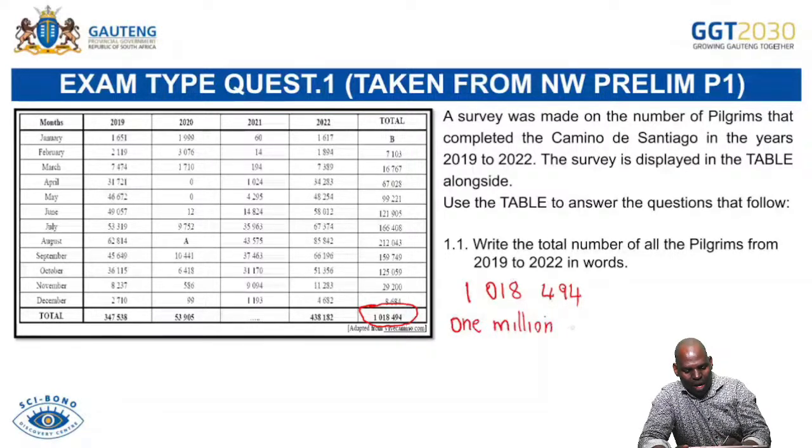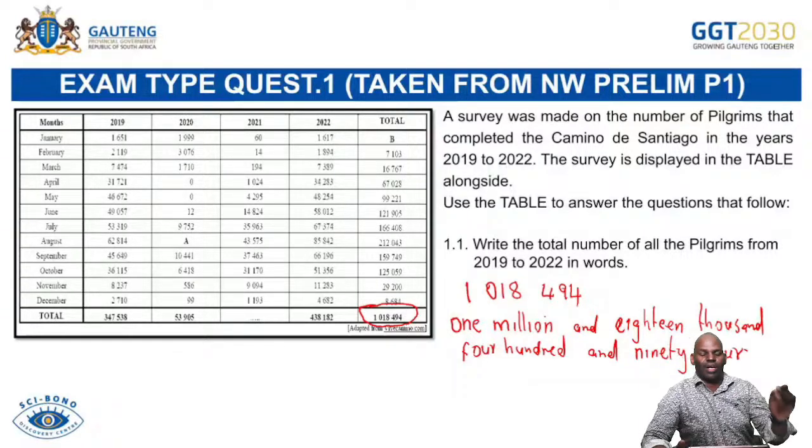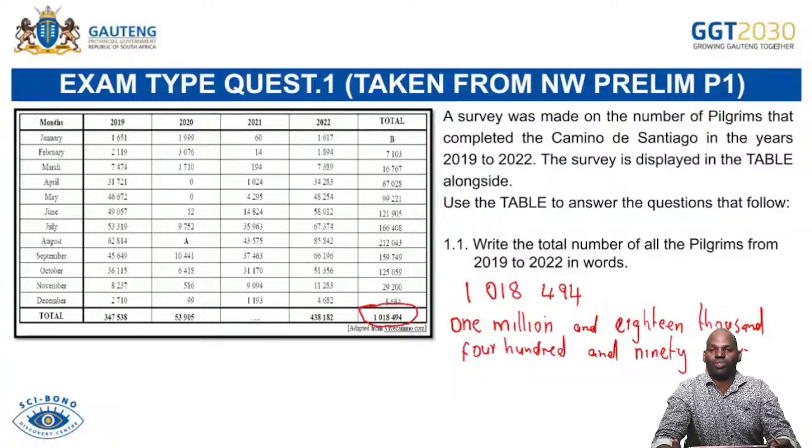Okay, 1,018,000, 18,400 and 94. Okay, 1,018,494. Everything in words. We don't want to see a number there. Okay, we don't want to see a digit. Everything in words. So then you'll get your 2 marks.